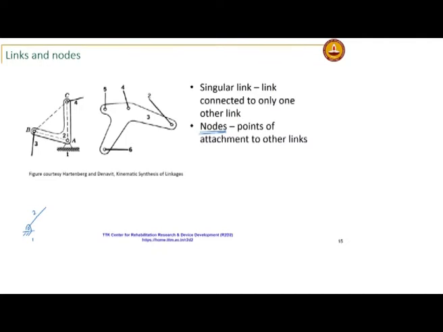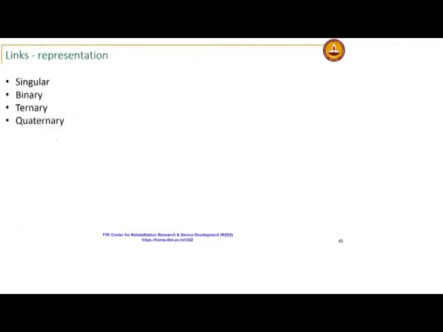Here you can see a link which has 4 attachments, so it has 4 nodes, and this link has 3 nodes. Links can also be classified based on their attachments to other links. A singular link is attached to one other link. A binary link, which you will find to be one of the most common, has 2 points of attachment.